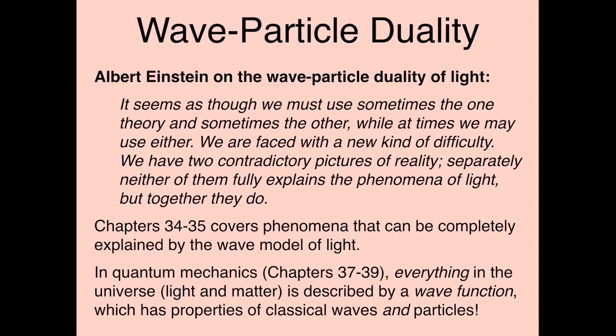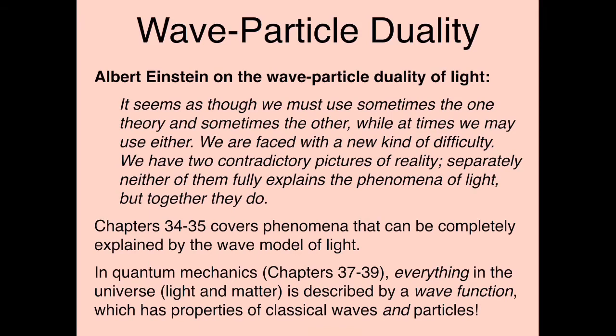Now, I'm going to read a quote from Albert Einstein, who really summed this idea up very nicely. Albert Einstein said that it seems as though we must use sometimes the one theory and sometimes the other, while at times we may use either. We're faced with a new type of difficulty. We have two contradictory pictures of reality. Separately, neither of them fully explains the phenomena of light, but together they do.